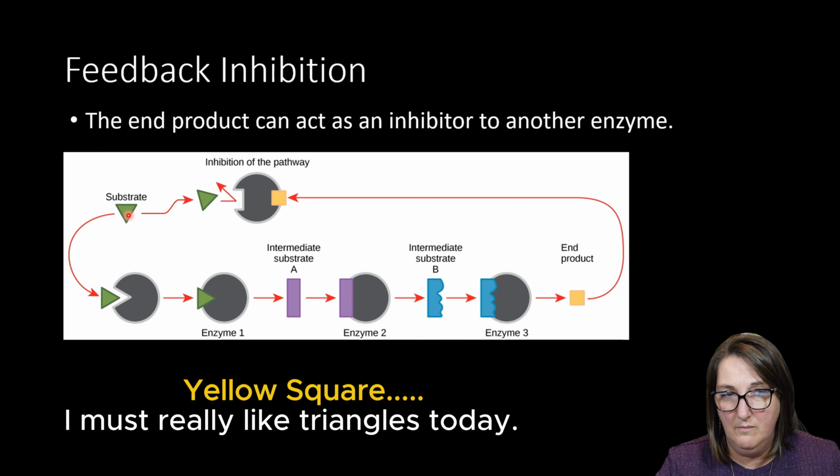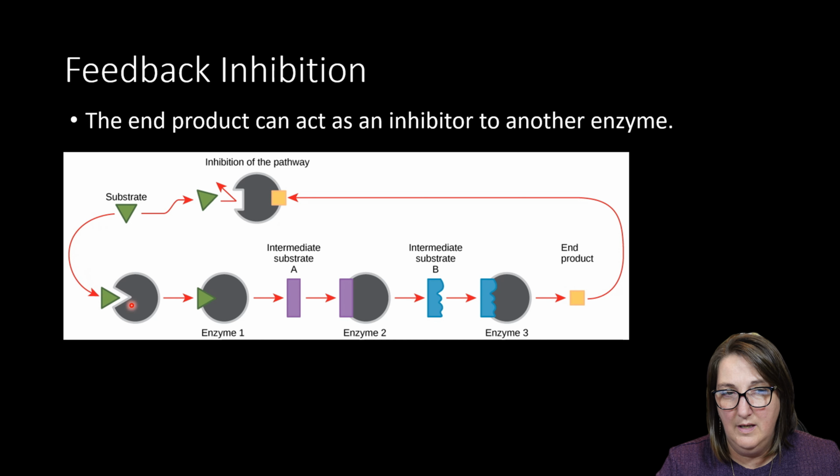Okay, so this green triangle can go to make the purple, to make the blue, to make this yellow square. This yellow square can be an inhibitor. This can stop the production or the breakdown of these other pieces. It's not going to allow these green triangles to bond. So this can inhibit and stop the production of A and B and the making of these little squares. So the fewer squares I'm making, the more these enzymes are going to do their job.